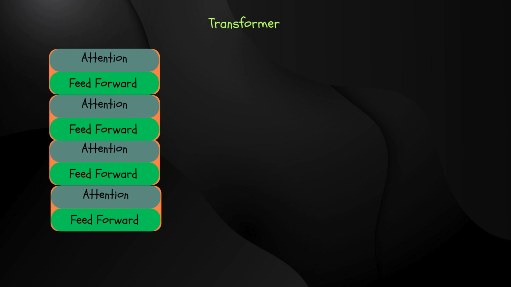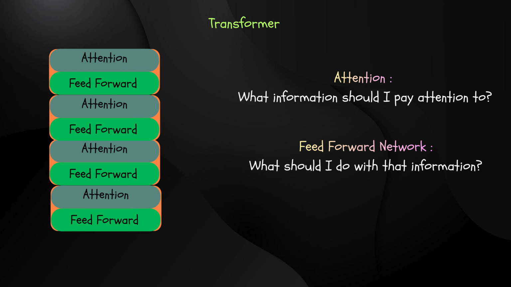After attention gathers information from the surrounding tokens, that information flows into another component called a feed-forward network. If attention answers the question, "What information should I pay attention to?" then the feed-forward network answers, "What should I do with that information?" Together, attention and feed-forward networks form a single transformer layer, and then the process repeats again and again, layer after layer. For example, GPT-3 contains 96 transformer layers stacked on top of one another.